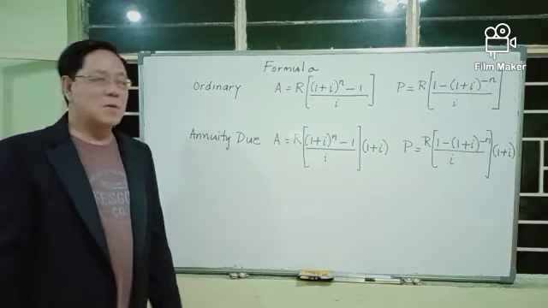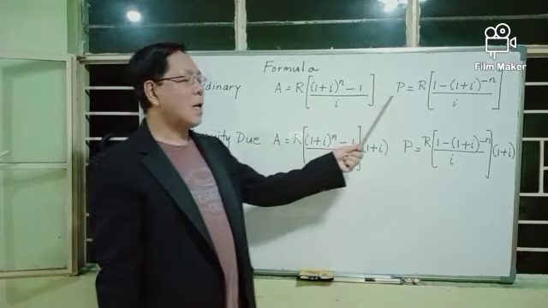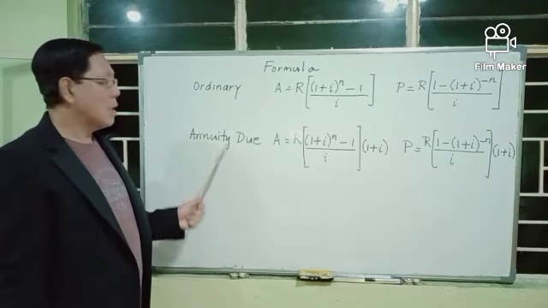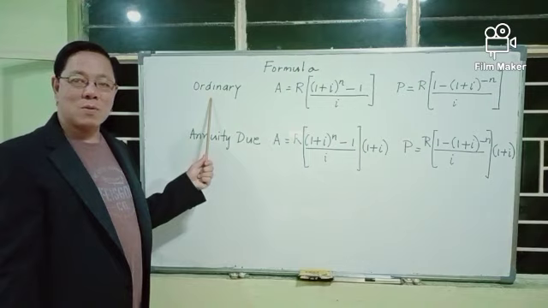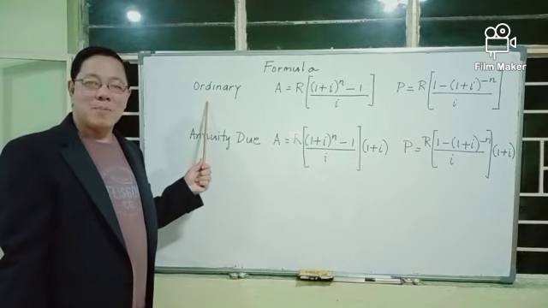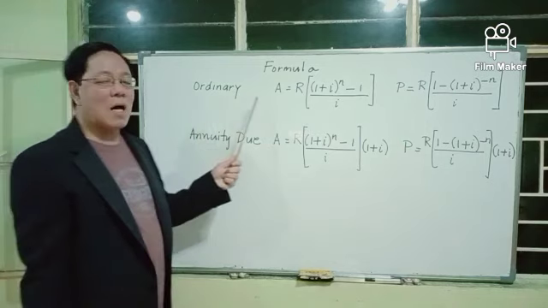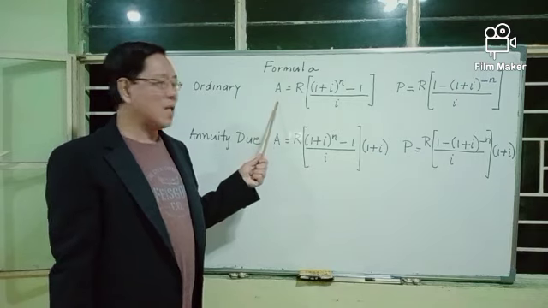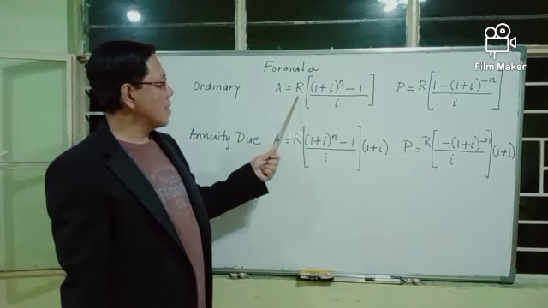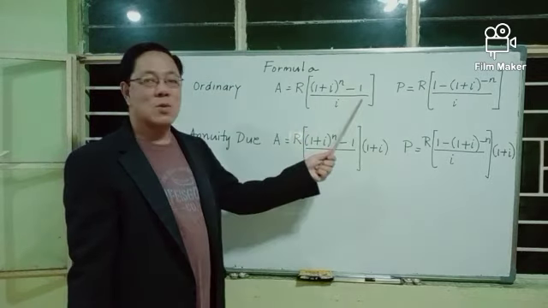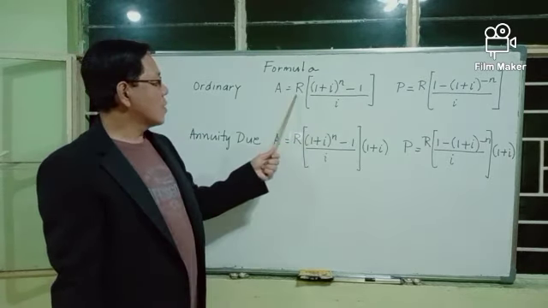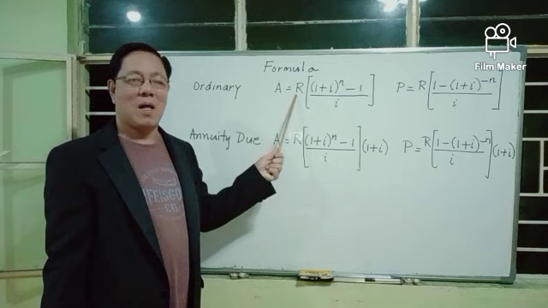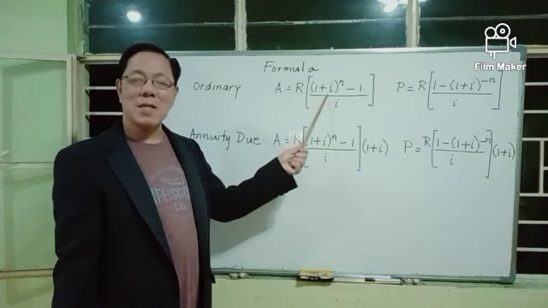These are the formulas for calculating the accumulated value A and present value denoted by P of ordinary annuity and annuity due. For ordinary annuity, the total amount to be received by the payer or the buyer of annuity is calculated using this formula. A stands for accumulated value and is equal to R multiplied by quantity 1 plus i to the power n minus 1 all over i, where capital R is the regular payment to be made at the end of each payment interval, and i is the interest rate per period.